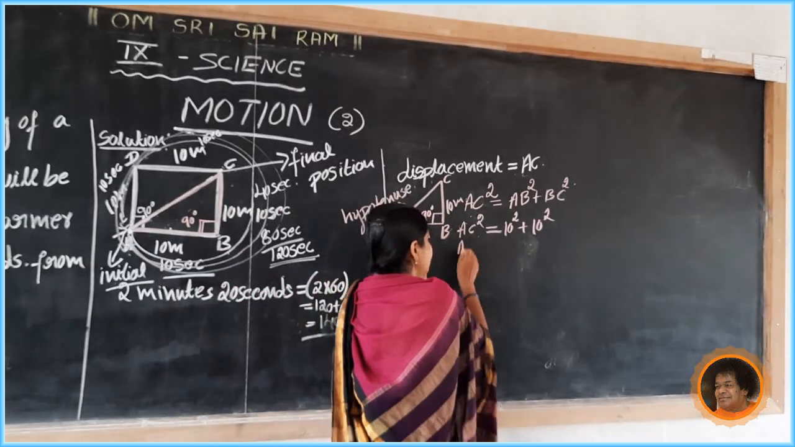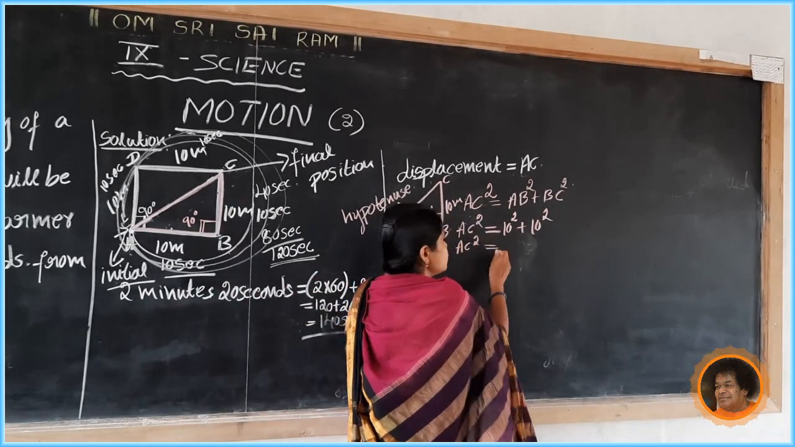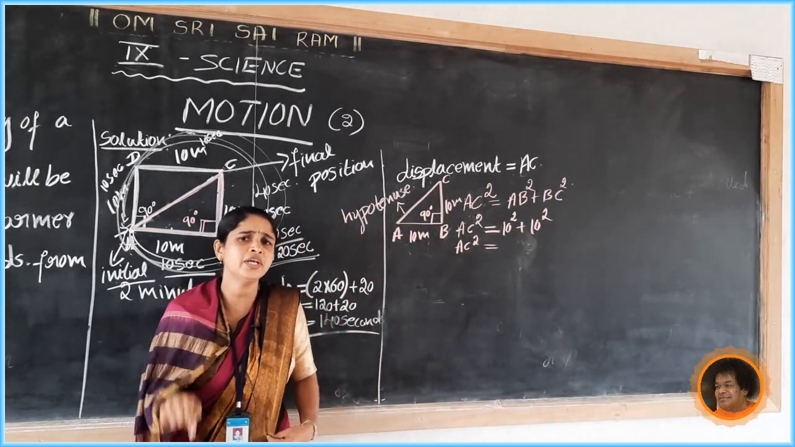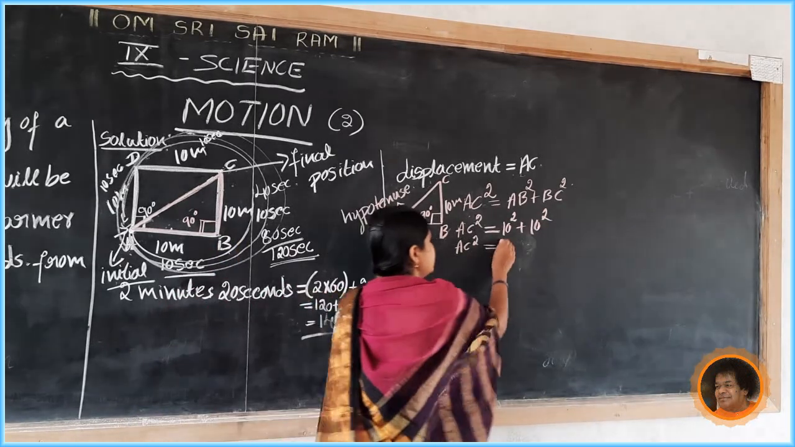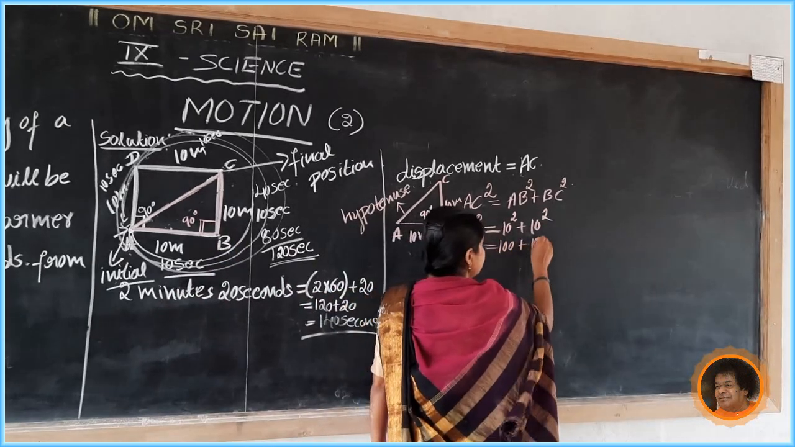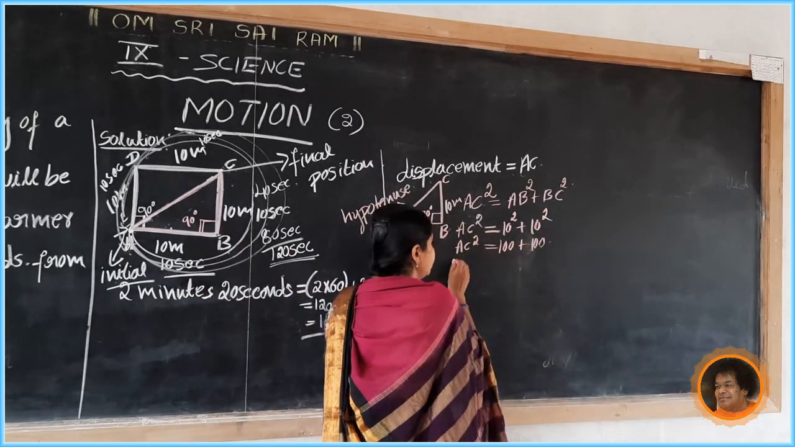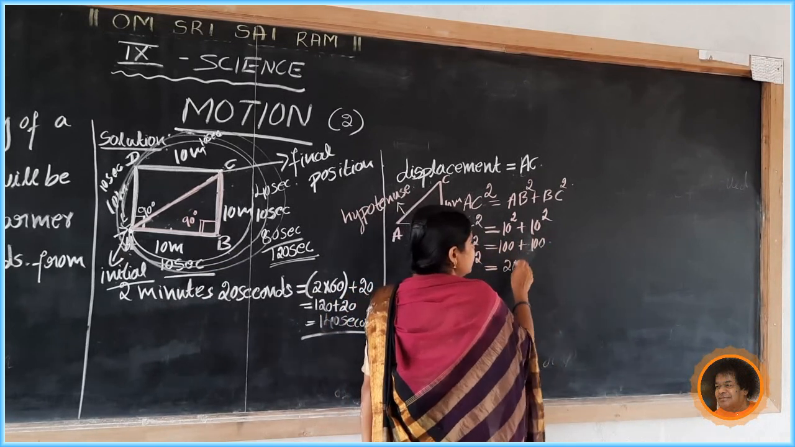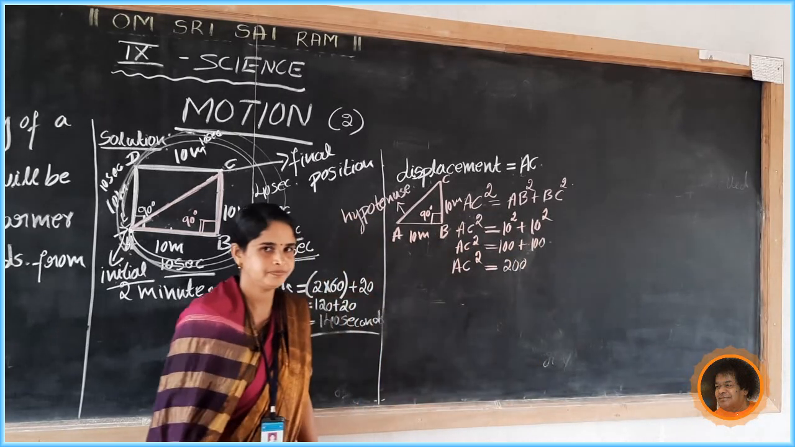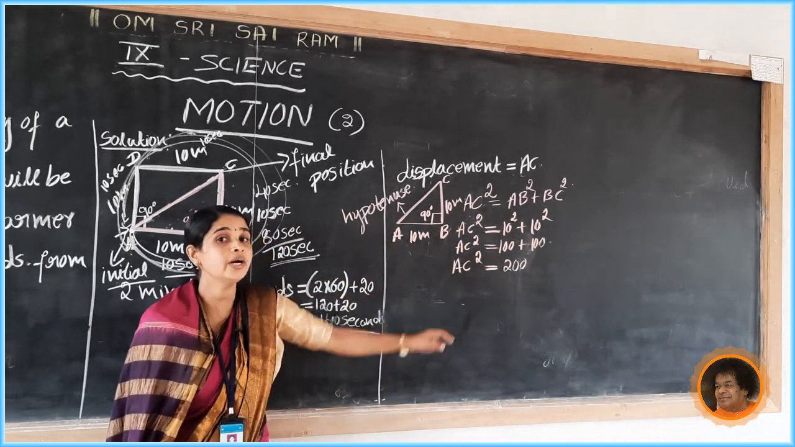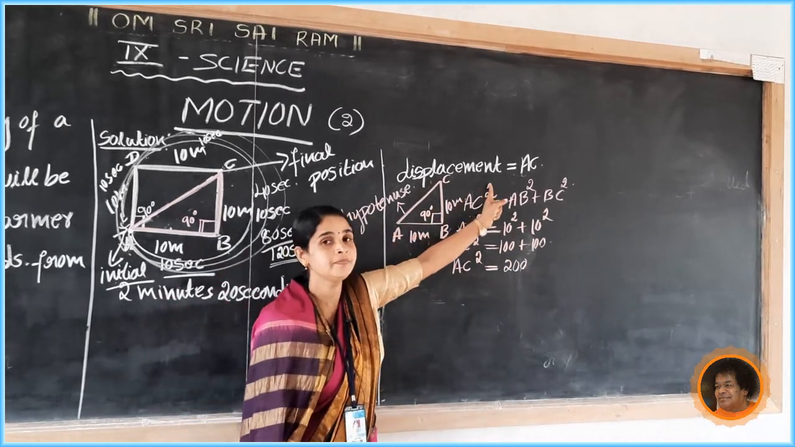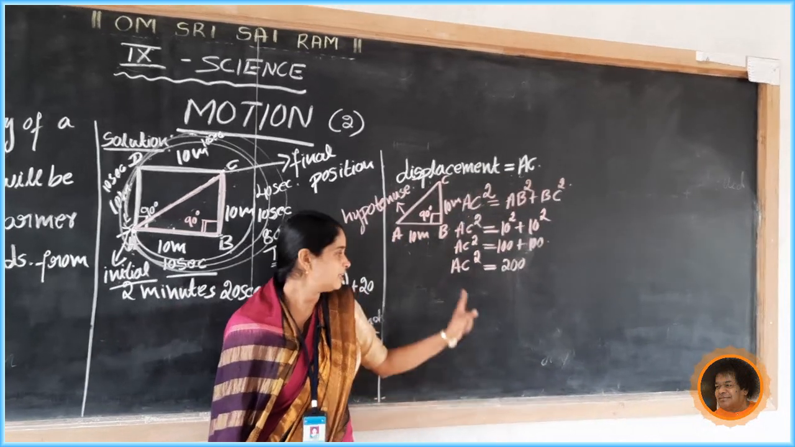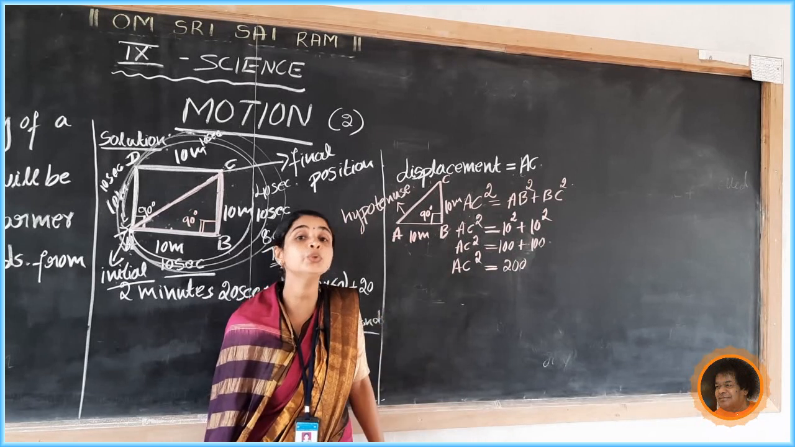Then the next step, AC squared equals 10 squared. That means 10 squared is 10 into 10, how much? 100. Plus again 10 squared, 100. AC squared equals 100 plus 100, 200. It is AC squared, but displacement equals only AC. Here AC squared is equal to 200.